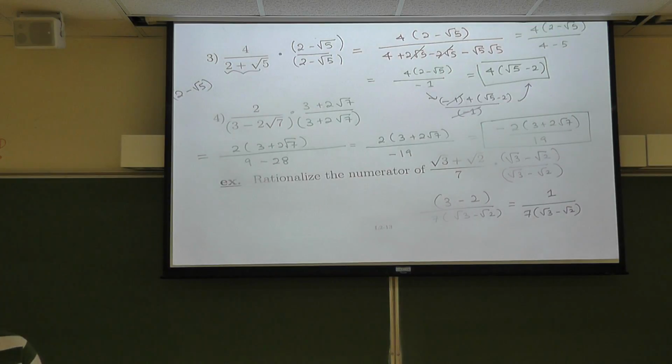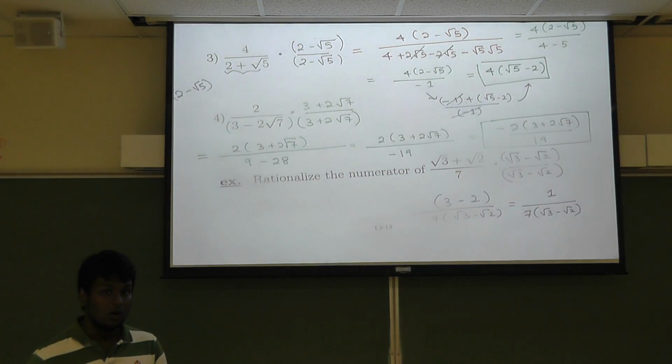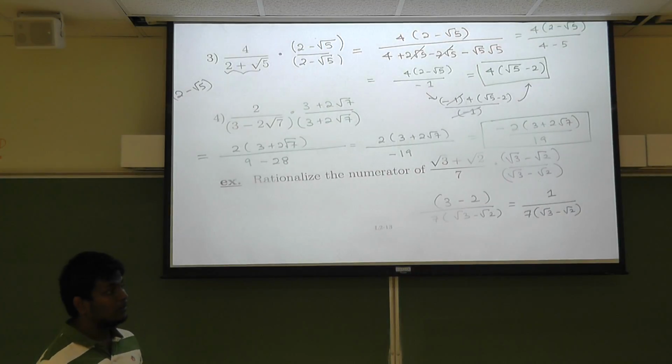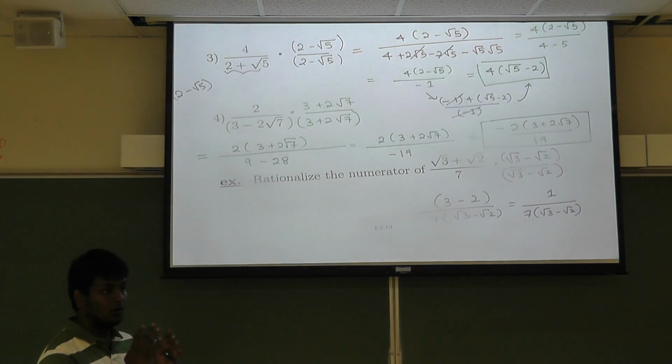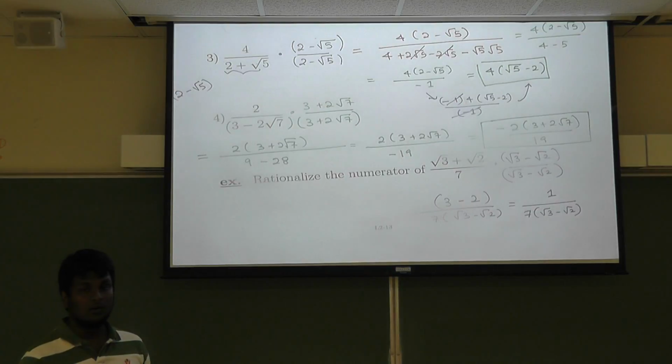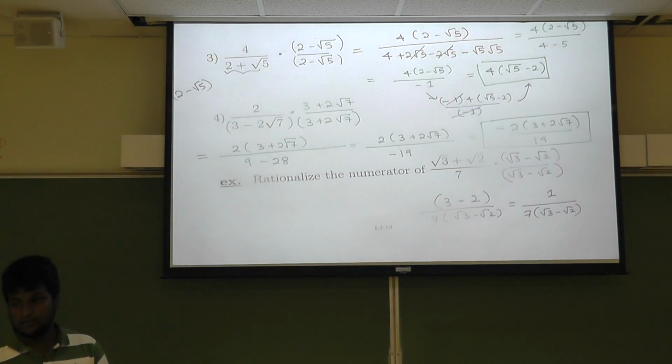So now you have the numerator to be a rational number. So that's what we mean by rationalizing the numerator. Once again, I'm really sorry for this long video. There is one question at the end of this section, so please do the question and let's go to the next, the last section.